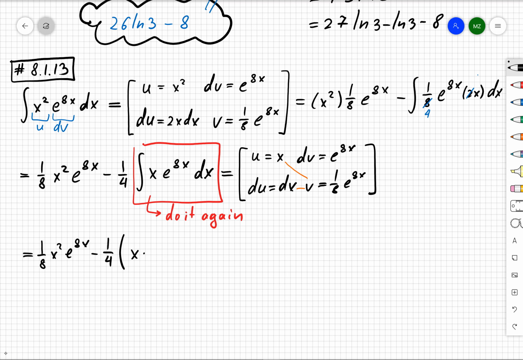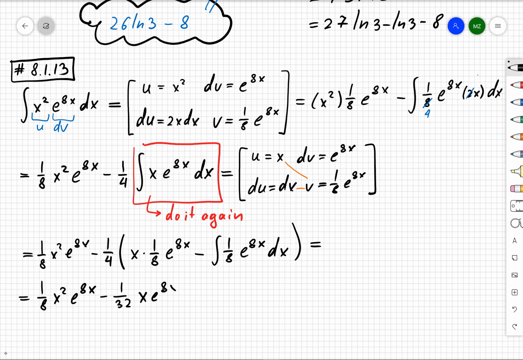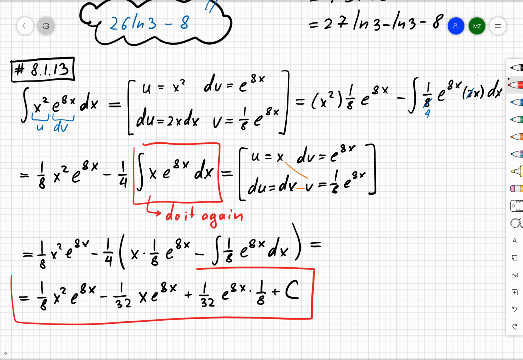But don't forget that we're doing integration by parts inside the parentheses, and we're going to have negative 1 fourth in front of my parentheses. So if I multiply the negative 1 fourth out, I'm going to obtain 1 over 8 x squared times my exponent minus 1 over 32 times x times my exponent. And then I'm going to have 1 over 32 times 1 over 8. So in other words, it's going to be 1 over 256 times my exponent. And don't forget that we're going to have plus C.